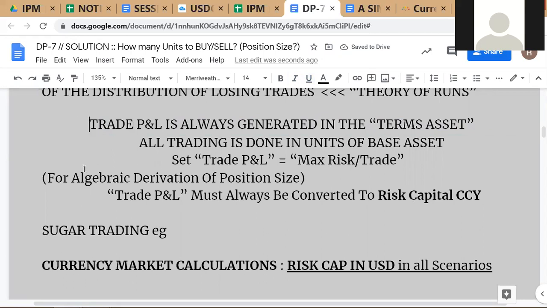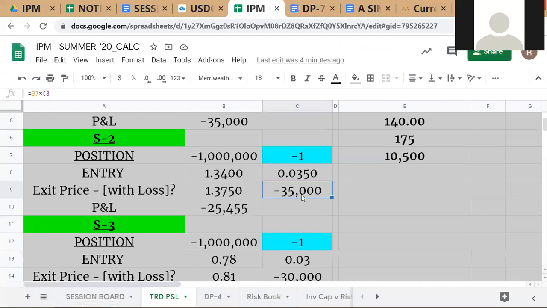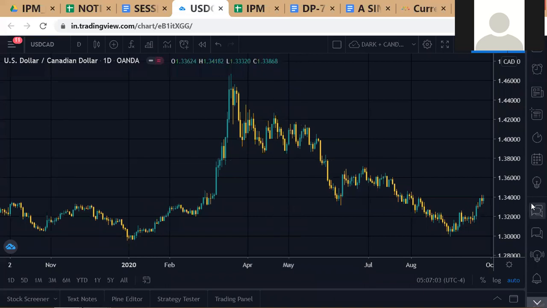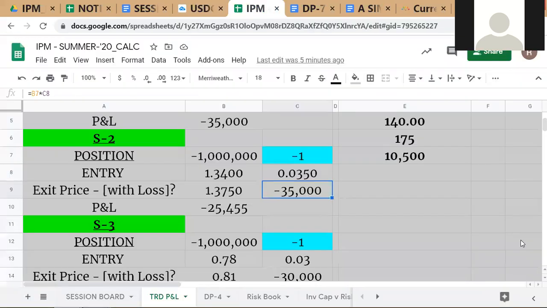We need to convert Canadian dollars into US dollars. So what do I have to do to this figure? 35, this is my Canadian dollar P&L. We have to convert it into US dollars, right? So what mathematical operation should I do? We have to multiply. Multiply by what? The conversion rate. What is the conversion rate right now? It's 1.33, whatever it is. Okay, anybody else? Anybody else have any other point?